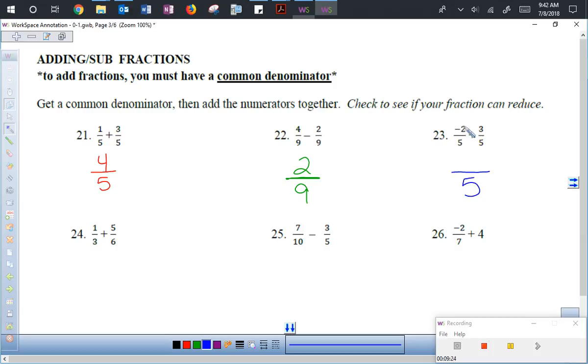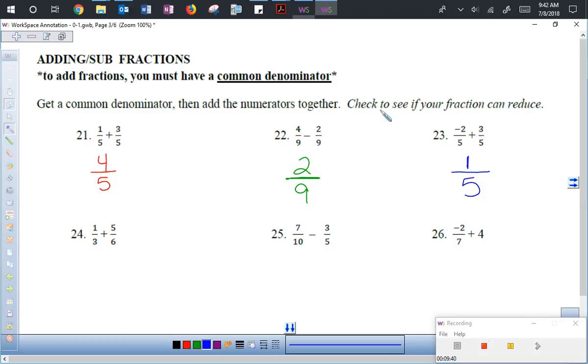Now let's look at the numerators, negative 2 plus 3. This is when we can think back to what we did at the top of the page. Same signs or different signs. Negative 2 and a positive 3 have different signs, so I need to subtract the two numbers. So 3 minus 2 is 1, and attach the sign of the bigger number. So 3 is bigger than 2. 3 is positive. My answer is a positive 1/5.